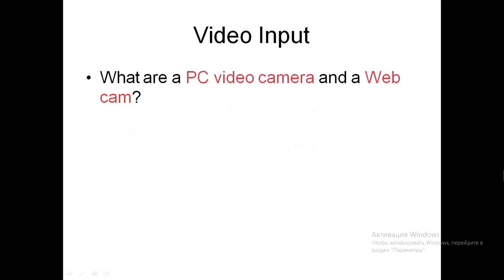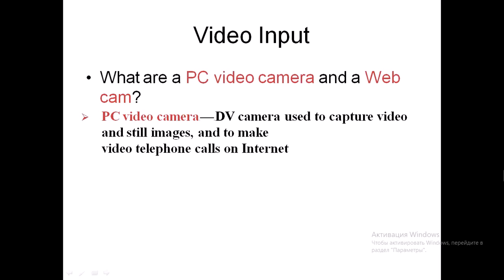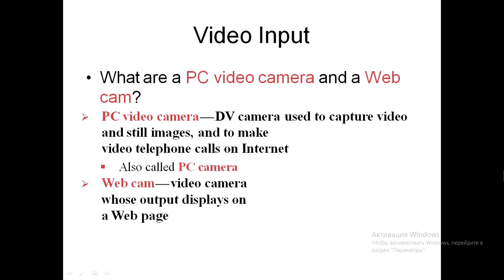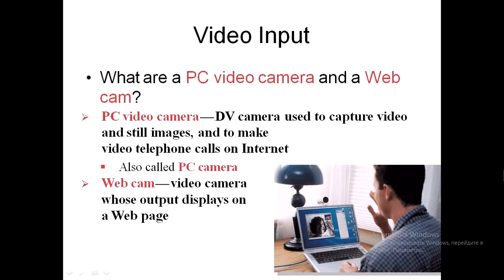What are a personal computer video camera and a webcam? A PC video camera, or DV camera, is used to capture video and still images and to make video telephone calls on the internet. It is also called a personal camera. A webcam is a video camera whose output displays on a web page.